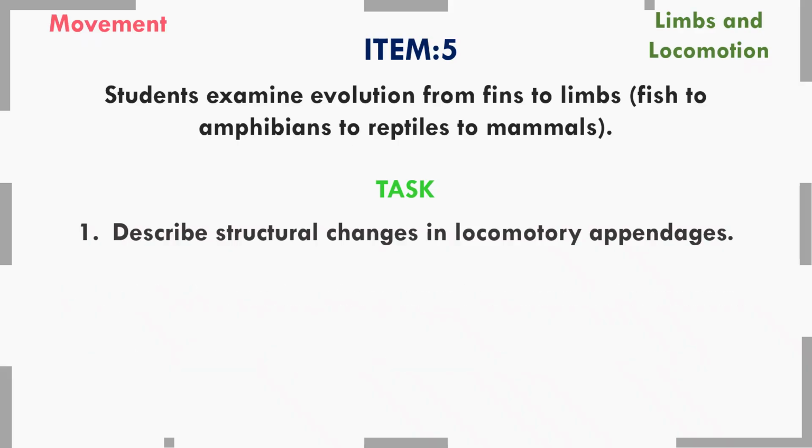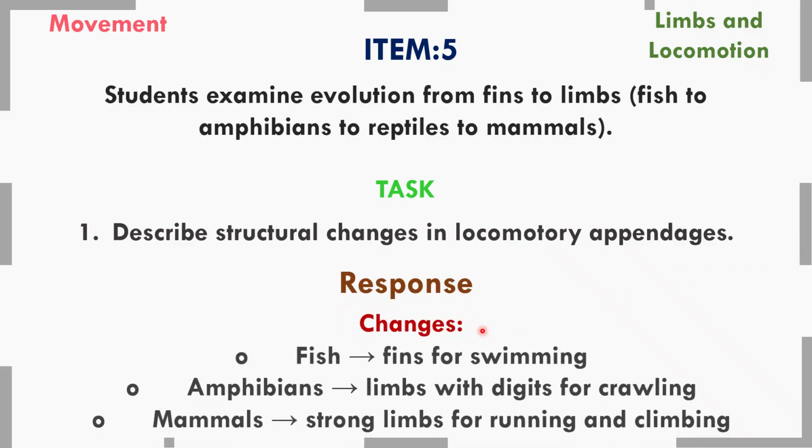Let's start with describe structure changes in locomotory appendages. Changes: fish have fins for swimming. Amphibians have limbs with digits for crawling. Mammals have strong limbs for running and climbing.